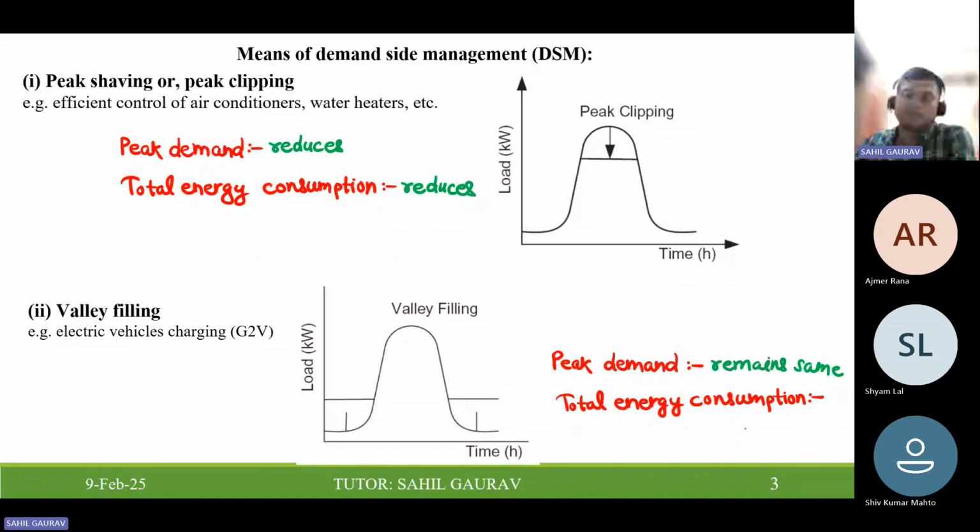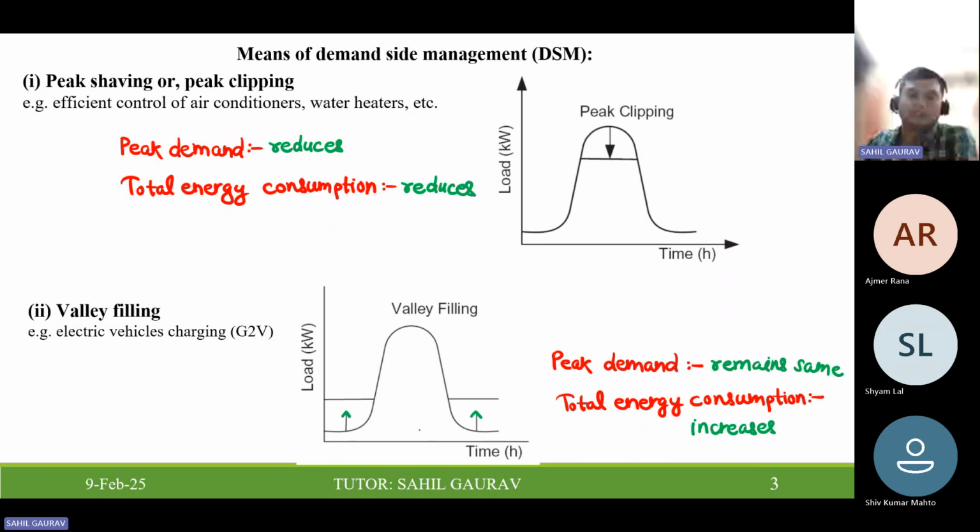And total energy consumption will increase. So this curve will move up during this off peak demand. And an example for valley filling is electric vehicle charging.